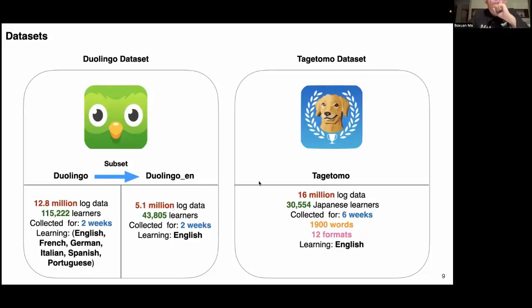The Tango Mo dataset was collected for 6 weeks and included 1,900 English words, each with 12 formats.